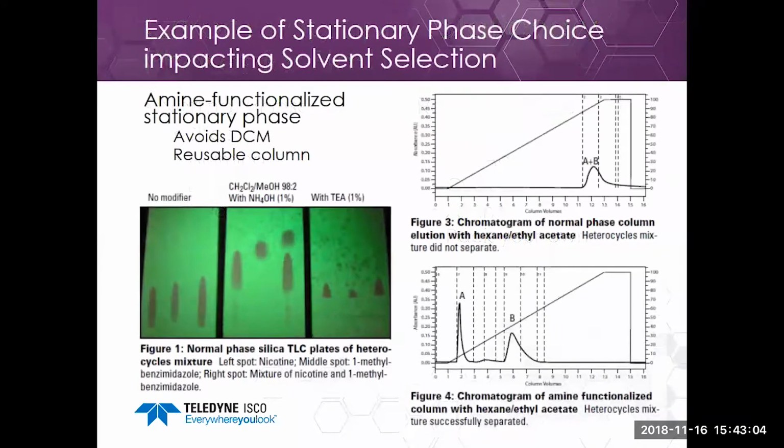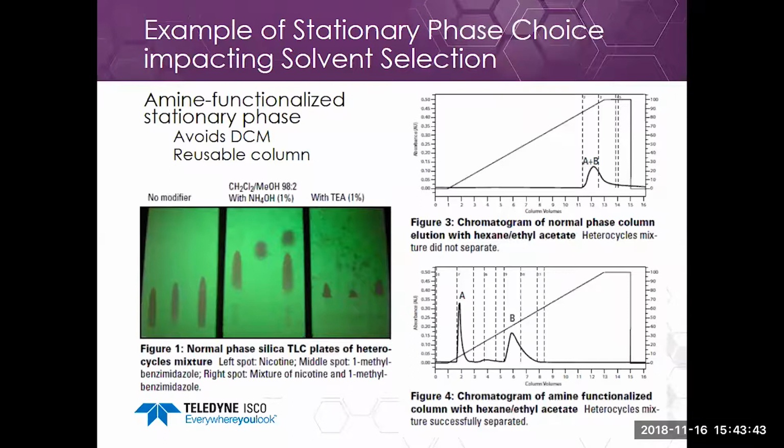So I'd like to show an example here of a stationary phase choice impacting our solvent selection. This is a case of separation of some amines, and traditionally amines don't really travel well on silica, particularly heterocycles, without some type of additive base or using a dichloromethane solvent. If you look on the left there, we have our TLC with no modifier using hexane ethyl acetate. And it's just streaking down the column. We're not getting separation between the two compounds.